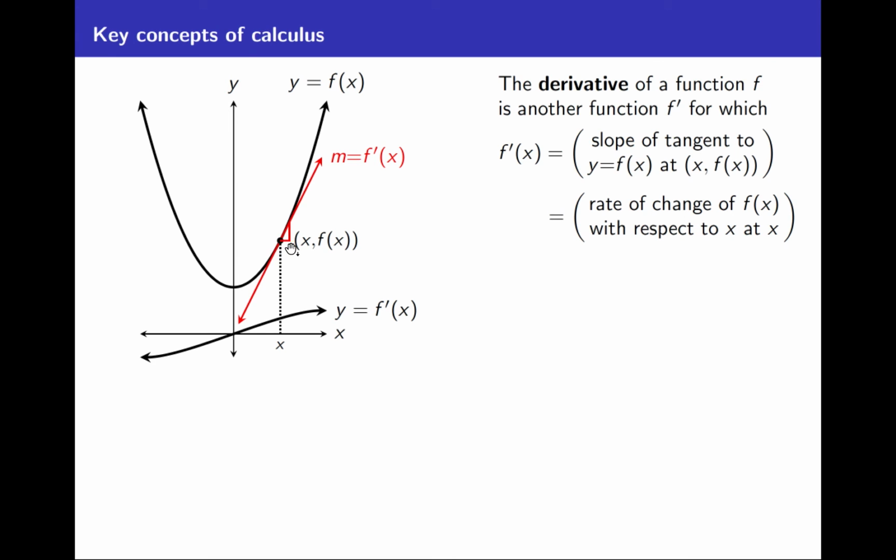Think of the run as a small change in x, and then the rise is the corresponding change in y. So rise over run is how much y changed divided by how much x changed. That's the rate of change of y with respect to x. That's the slope m, which is f prime of x. So f prime of x is the rate of change of f of x with respect to x.